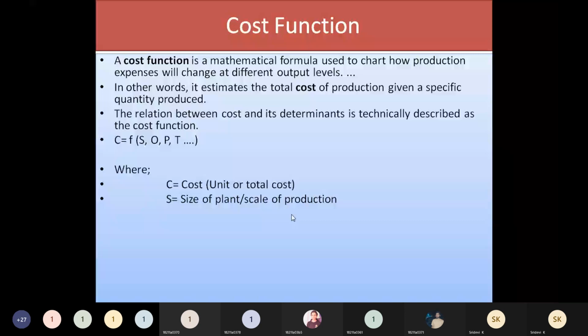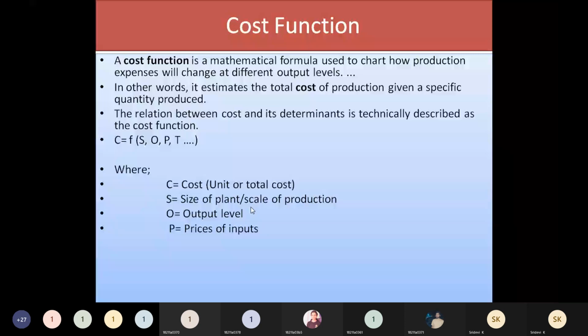And O stands for output level. Output level means the quantity that you are going to produce, whether you are going to produce 10,000 units or 1 lakh units or 2 lakh units. Based on that only, cost will be affected here.